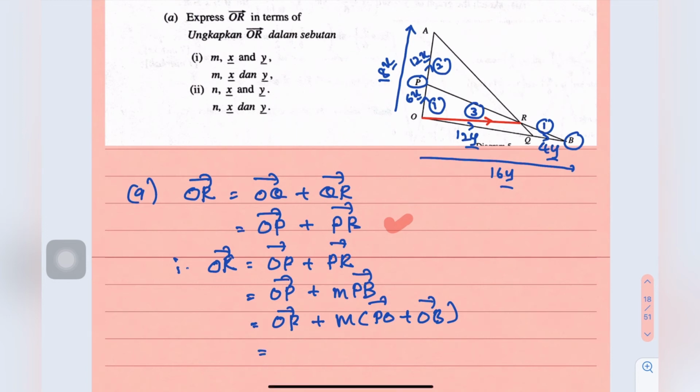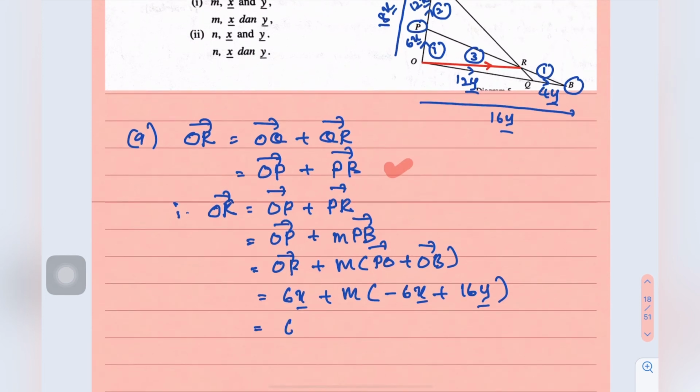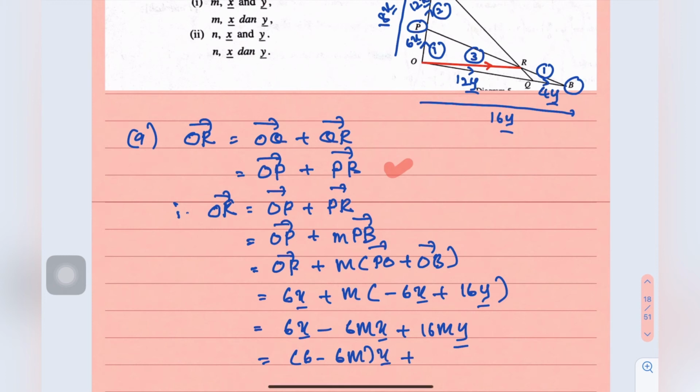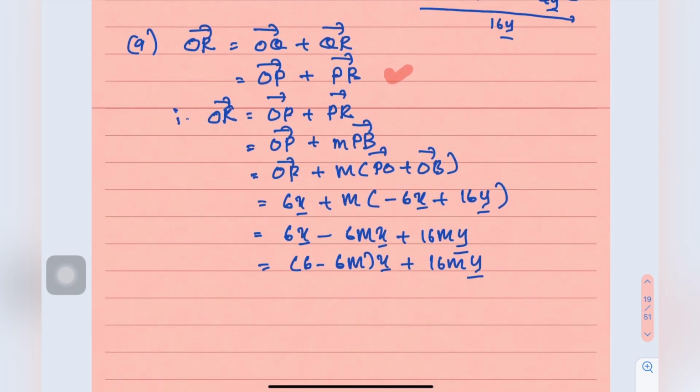So OP is 6x plus m(PO). PO 6x juga, tetapi opposite direction, meaning that we have to put negative. So negative 6x plus OB. OB tengok tu ada berapa? OB is 16y. So tolong tulis semua vektor-vektor ni, tanda-tanda vektor ni semua kena tulis, tak boleh tinggal. So this one we can simplify, we can open the bracket. So become 6x minus 6mx plus 16my. So kita keluarkan x lah sebab dia vektor kan. So (6 minus 6m)x plus 16my. Okay, so now we already have vector OR in terms of m, x and y.